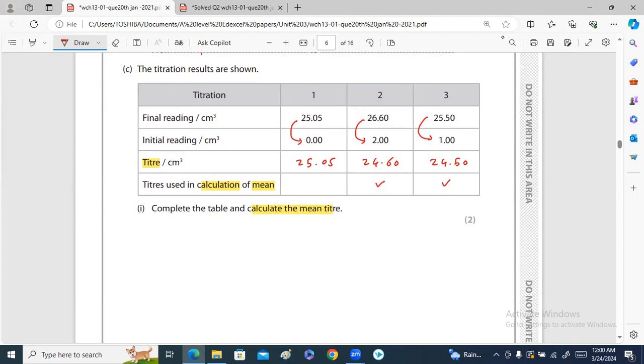So complete the table and calculate the mean titre. So we can take these titres, 24.60 plus 24.50, divided by 2 to calculate the mean titre. And this is 24.55. So this is the mean titre, which can be calculated by using concordant readings.